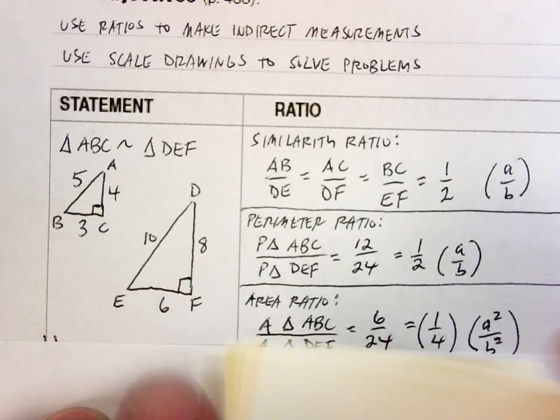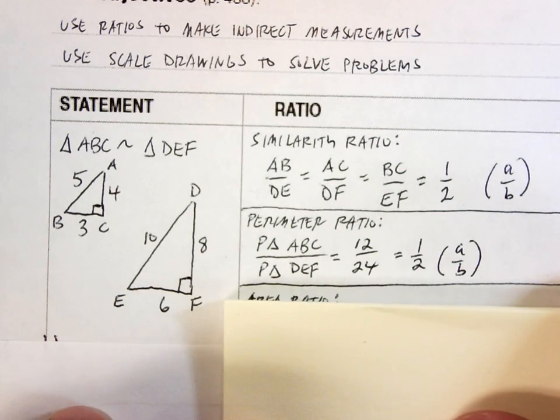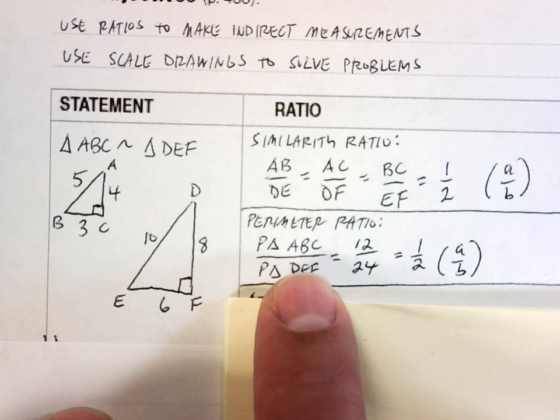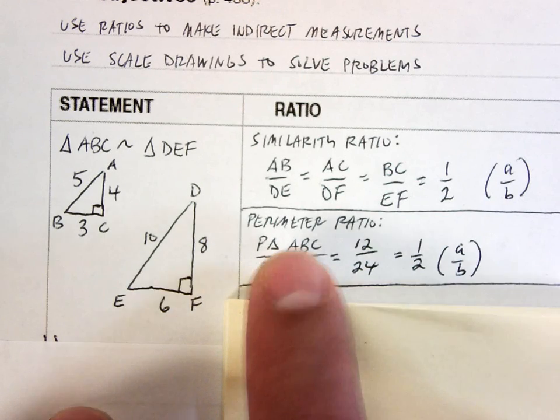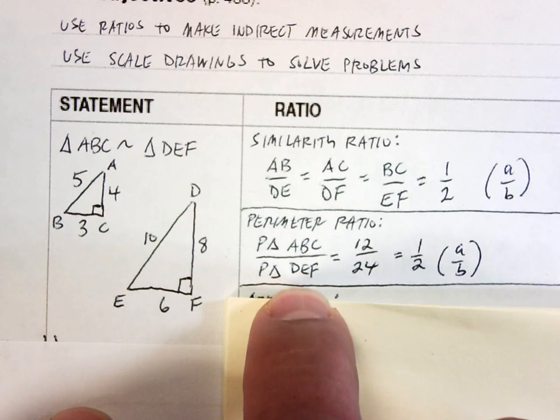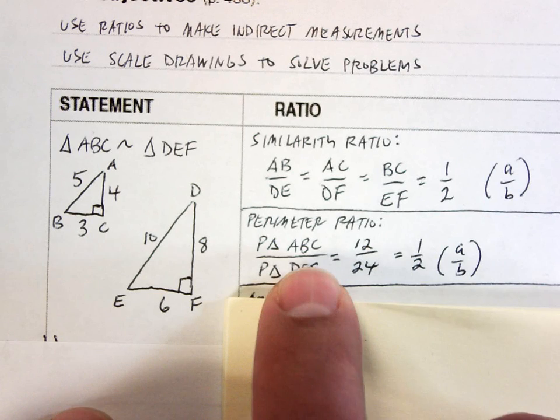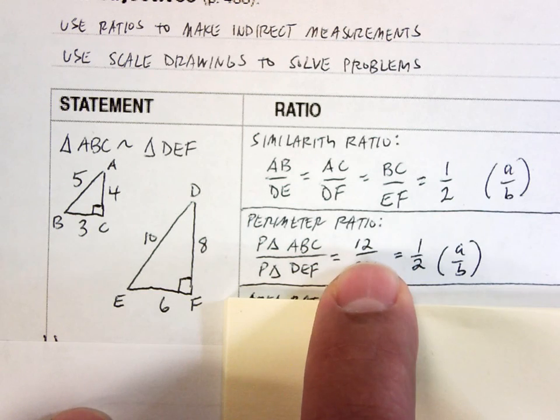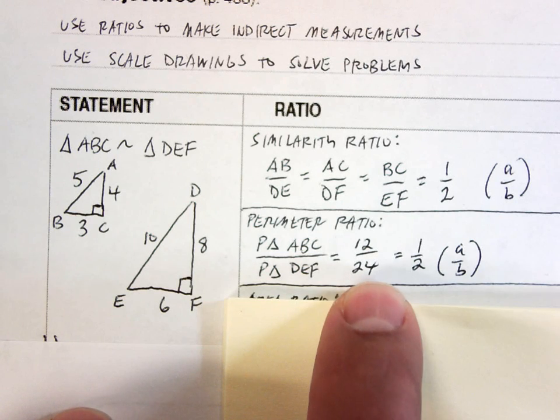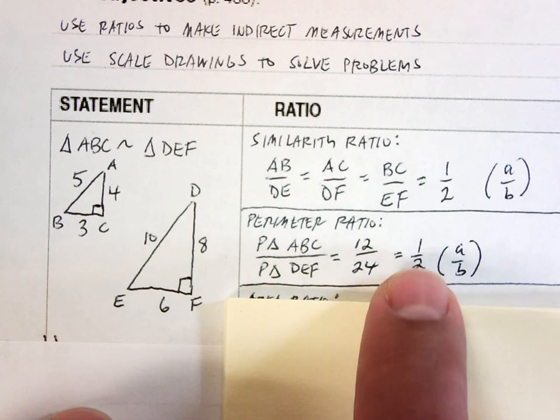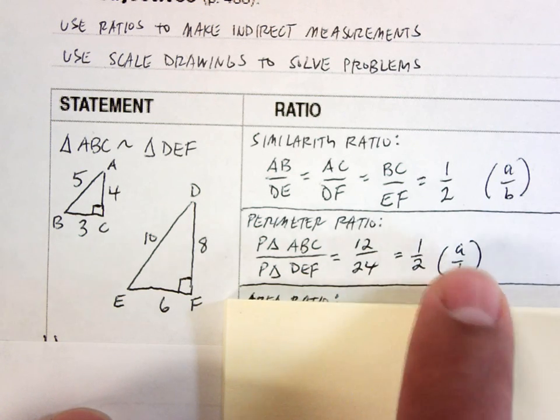Okay, now we're going to get the perimeter ratio. So we're going to take the perimeter of triangle ABC, and we're going to put it over the perimeter of triangle DEF. And if I find the perimeter of ABC, if I add up all the sides, that's just equal to 12. If I find the perimeter of triangle DEF, that's just equal to 24. Notice it's also 1 over 2. It's also A over B.